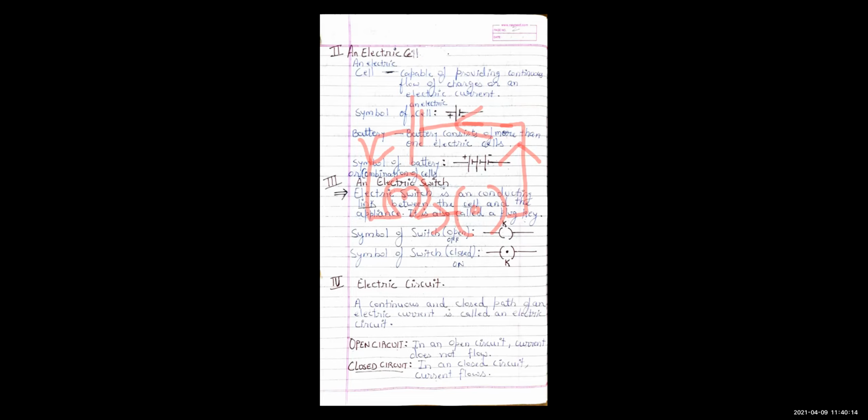So what will we call that path? Electric circuit. So what is electric circuit? It is a path. Whose path is it? Yours or mine? No. It is the path of electric current. So what type of path does it want? A closed and continuous path of electric current is called a circuit. Two things are possible. One is open circuit, other is closed circuit.